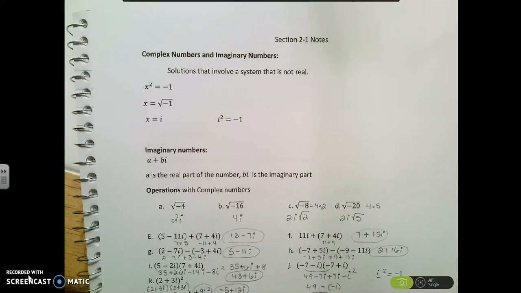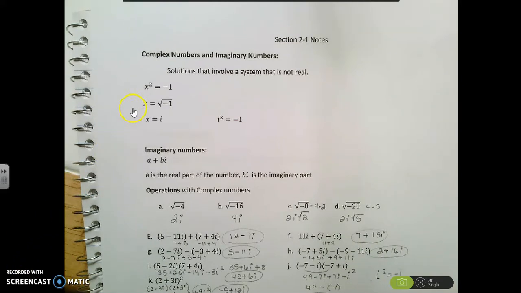So we're used to dealing with numbers that are real numbers. They have decimals, or they're integers. We can see them on a number line, but complex numbers do not have real solutions. So a complex number is defined by this equation, x squared equals -1.